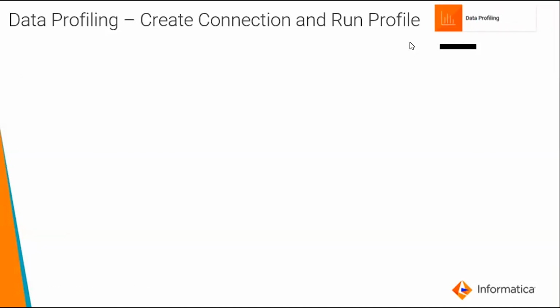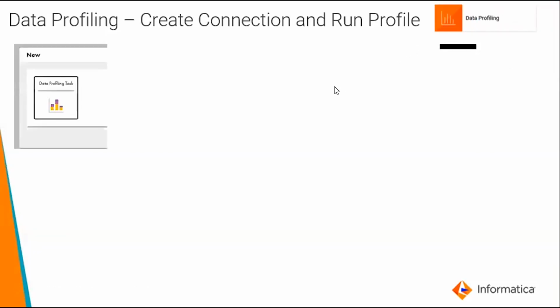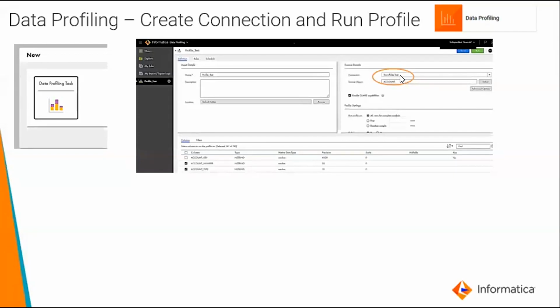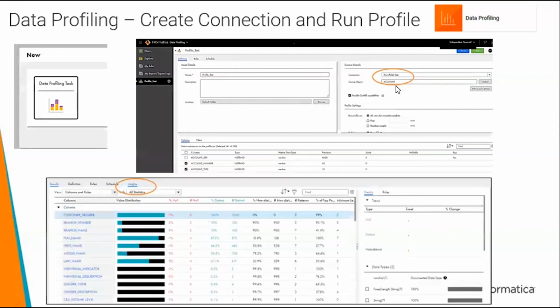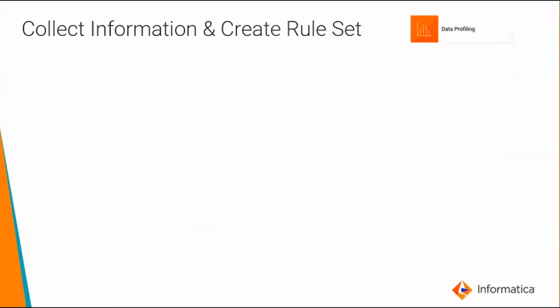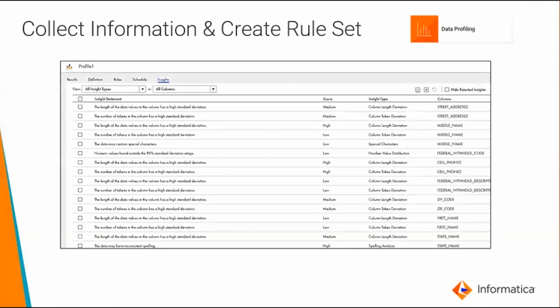Let's run a profile against some of the data to learn more about the contents. Within the profiling service, you'll simply select a connection that you've created, as well as the table that contains the asset to be profiled, and then you run the profile. Once the profile runs, beyond the profiling statistics generated, you can get further insight by selecting the Insights tab. This will identify potential issues for each field that was profiled.